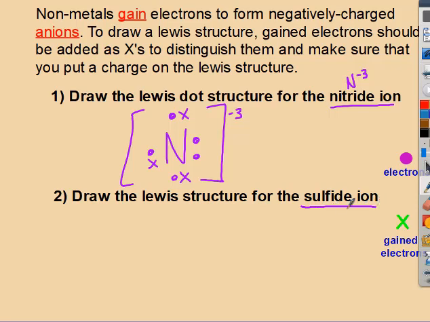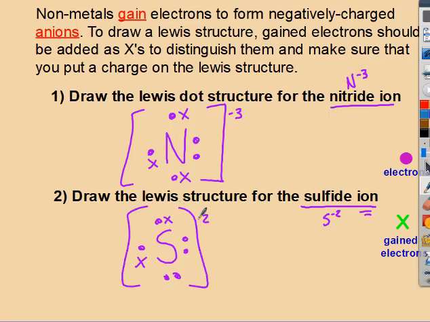So sulfide ion is S-2. These are ions. So sulfur came in with 6. And then it has a -2 charge, so it should gain 2. And then your overall charge is a -2.